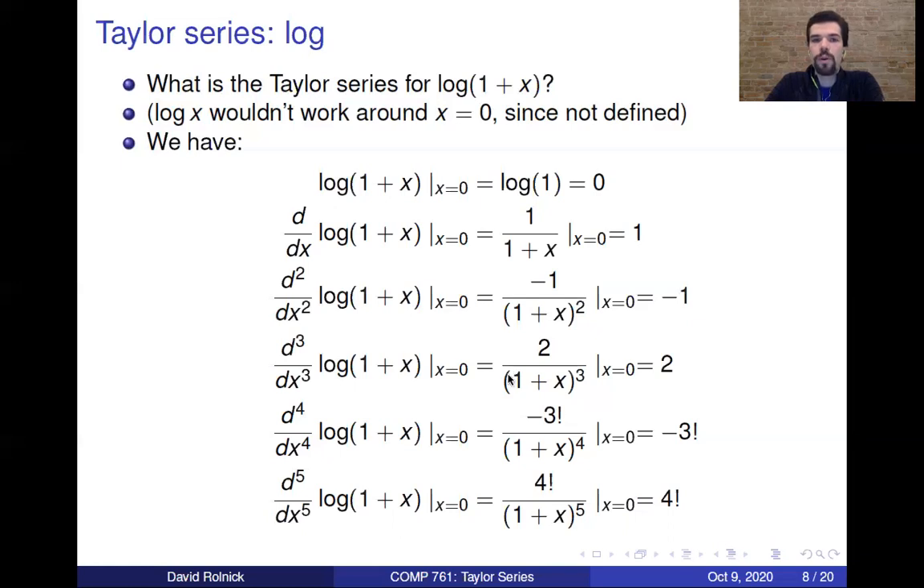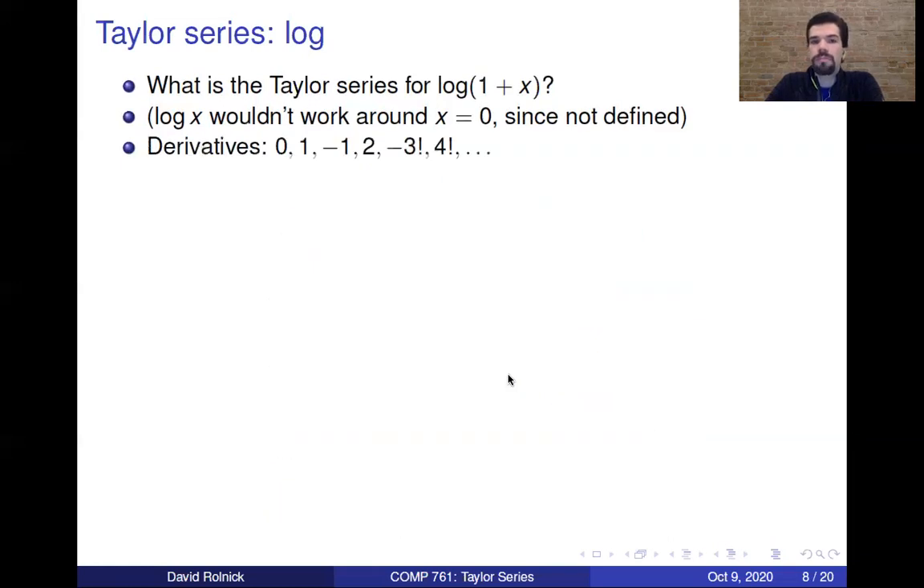Okay, so now we have these derivatives. What can we do with them? We can plug them into a Taylor series. So what do we get with the Taylor series? What are the first few terms?